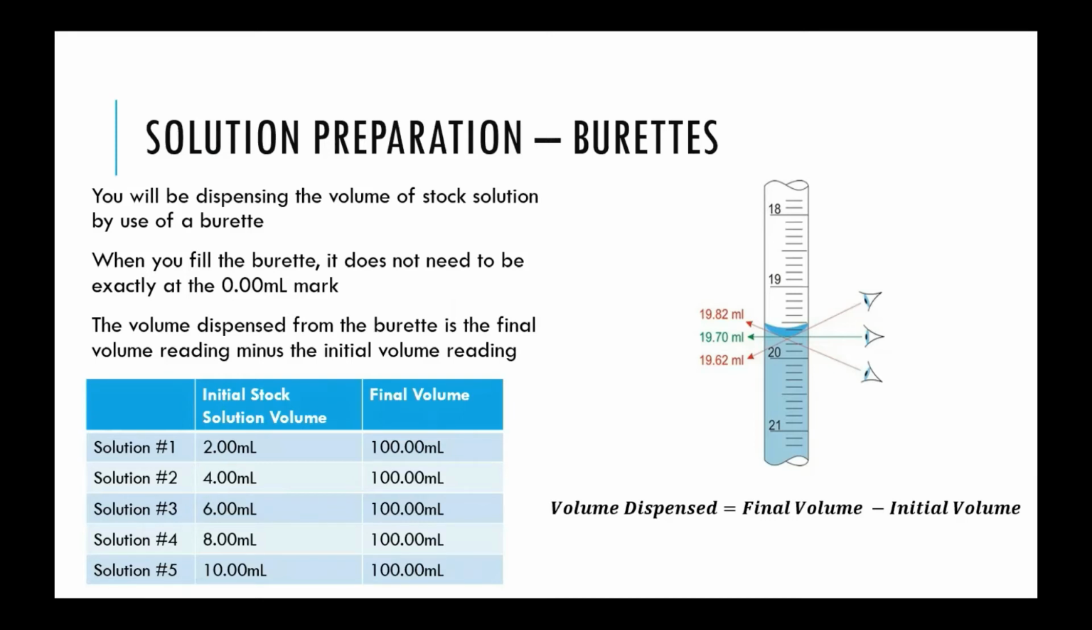So you're going to be using a total of 30 milliliters of stock solution to prepare these 5 different lower concentration solutions. You're going to use a burette to measure the exact amount of volume that you actually dispense, making sure to read the burette out to 2 decimal places for the correct precision. When preparing the solutions, you don't have to make it exactly 2.00 milliliters, but you do need to record the total volume of stock solution that you add into that volumetric flask, where the final volume is then 100 milliliters.